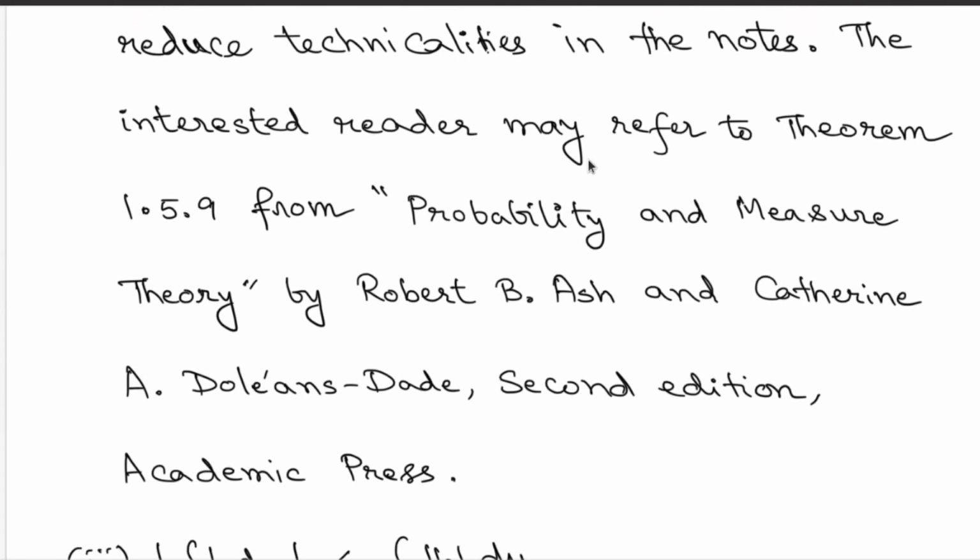If you are interested, please take a look at the book by Robert B. Ash and Catherine A. Doléans-Dade. The book title is Probability and Measure Theory. The theorem number is 1.5.9. This is the second edition of the book published by Academic Press. You might choose to take a look at the detailed proof there. Okay. But we are going ahead assuming that the result is true. So we can compare the integrals provided the original functions already satisfy the required relation.